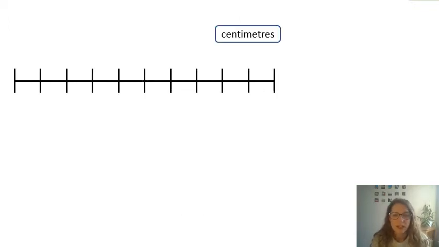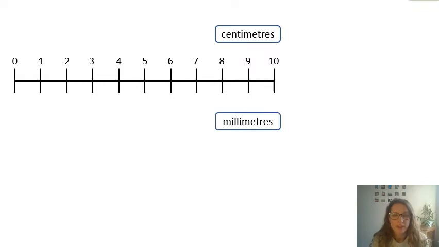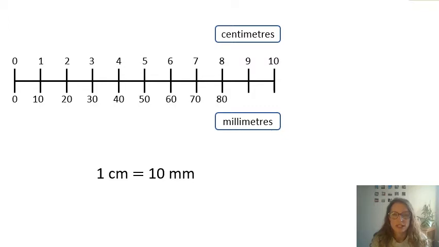Okay, so we've got a number line here, centimetres at the top. So we've got 0, 1, 2, all the way up to 10. What would the millimetres be underneath? Have a think. Okay, so still at 0 at the beginning, and then 10. We know that 1 centimetre is 10 millimetres. So 10, 20, 30, 40, 50, 60, 70, 80, 90, 100.